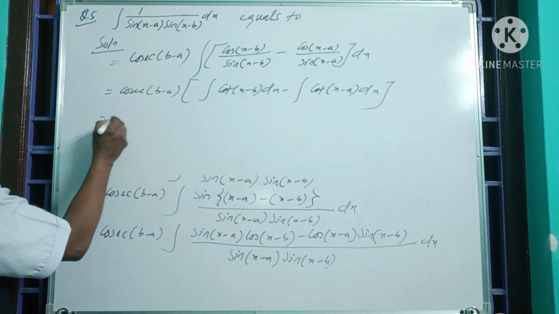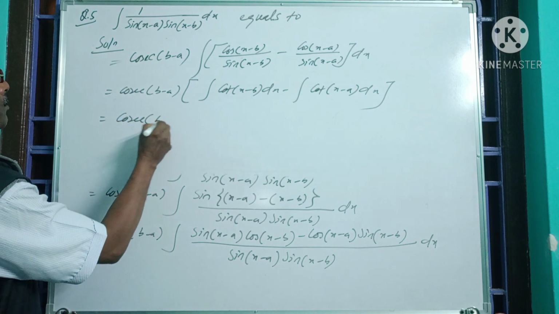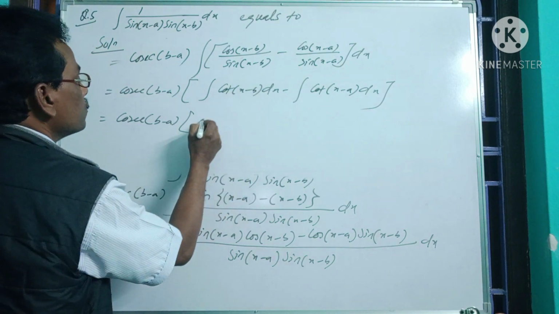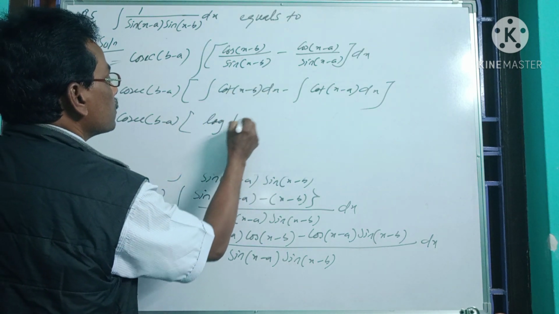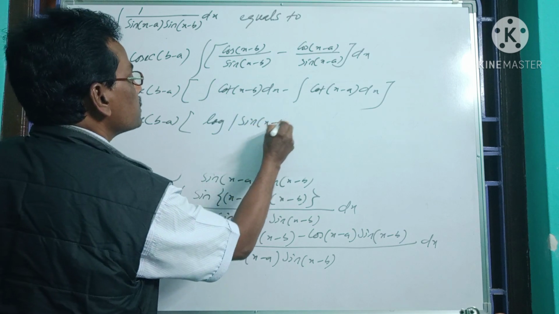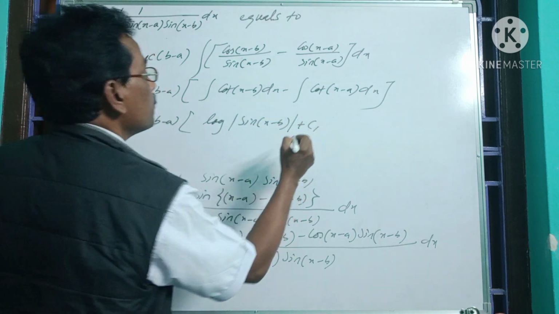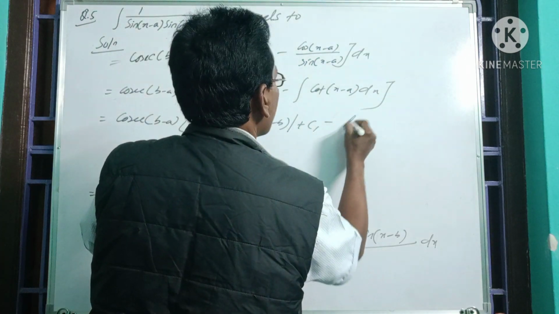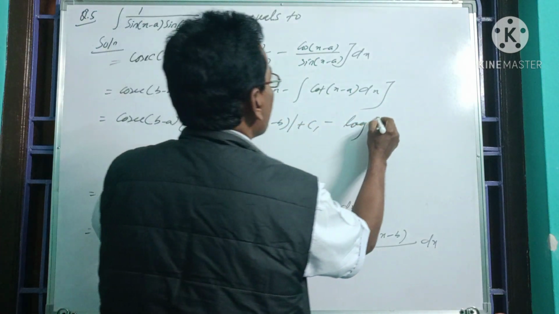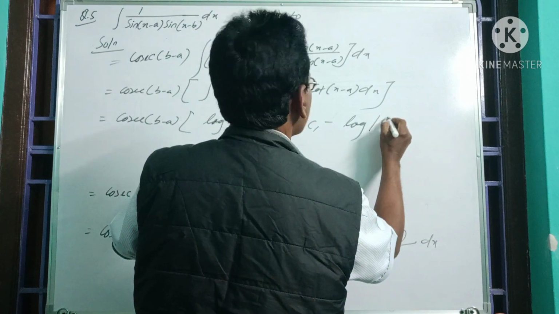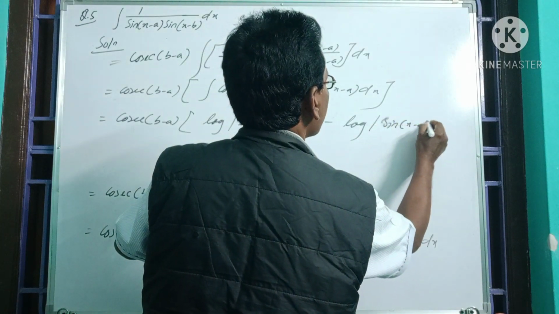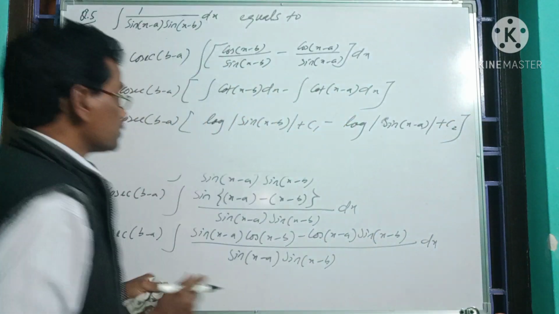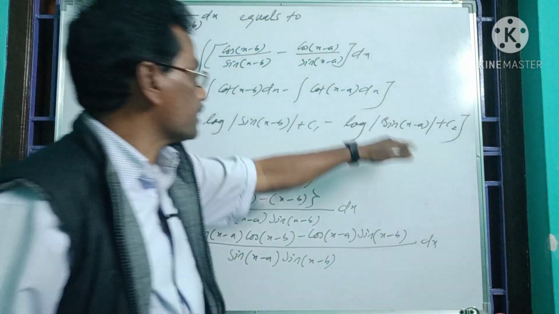So in that process, integrating, we have cosec(b minus a) whole into integration of cot(x minus b), which is equal to log of mod sin(x minus b) plus c1, minus integration of cot(x minus a), which will be log of mod sin(x minus a) plus c2, where c2 is the constant of integration. So in this process we completed the integration.